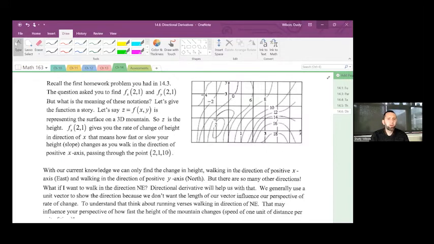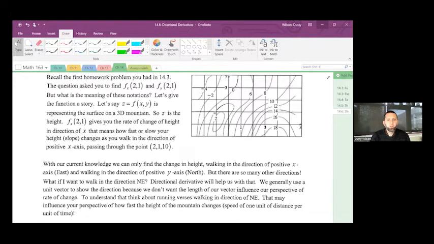The partial derivative of f with respect to x at 2, 1 gives you the rate of change of height in the direction of x. That means how fast or slow your height or slope changes as you walk in the direction of the positive x-axis, or parallel to the x-axis, passing through the point 2, 1, 10. And the 2, 1, 10 was given in a previous question.